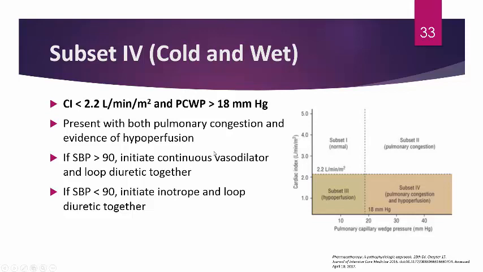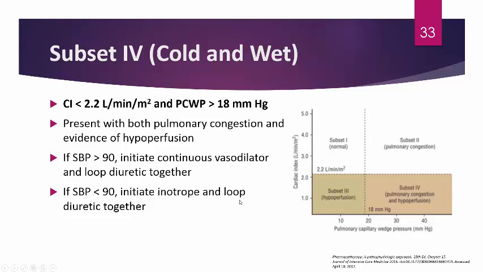Now, in regards to these patients, they need to be started on some type of dual therapy. If their systolic blood pressure is greater than 90, then you can use a vasodilator and a loop diuretic together. Because remember, we need to get the volume off these patients, that's why the loop is done. And then we want to try to increase perfusion. So in that case, we can use a vasodilator.